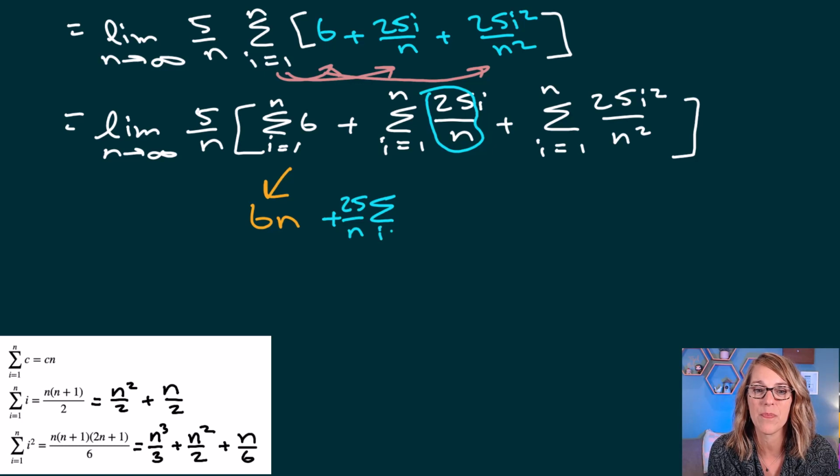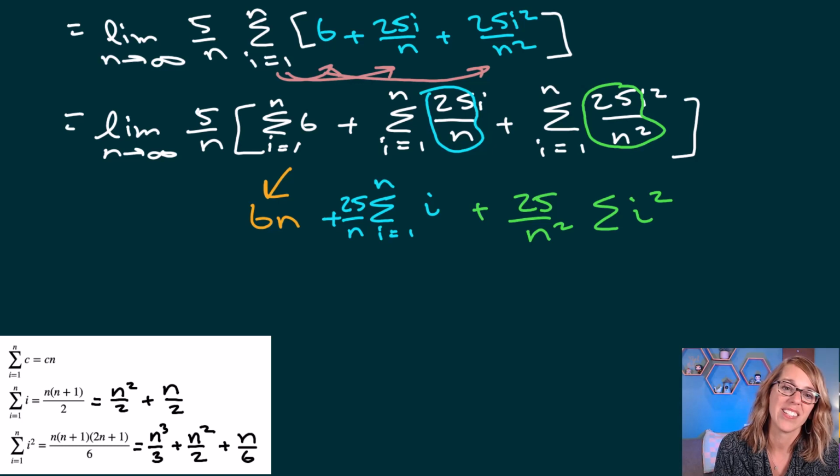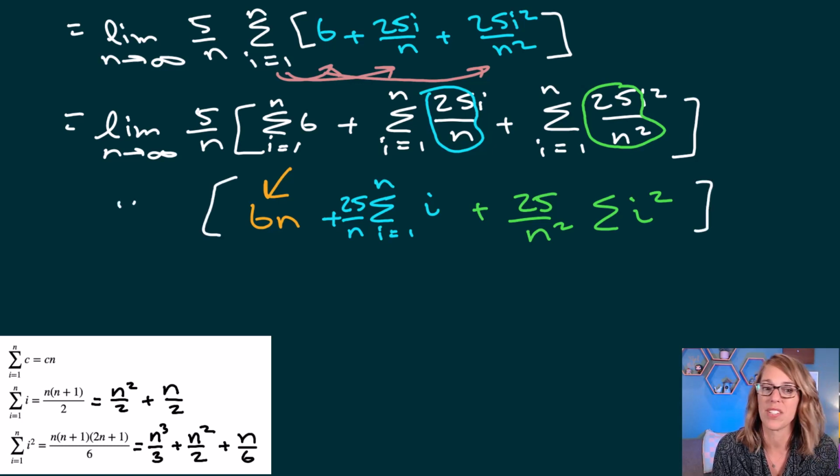I almost didn't leave enough room. i goes from 1 to n, and then I have just the i on the inside. And then finally, that last one, I can go ahead and factor out this 25 over n squared. So 25 over n squared, and I've got the summation there of i squared. Now, yes, this is all in a square bracket, and I've got my limit out in front. I'm just going to not worry about that here for a minute.